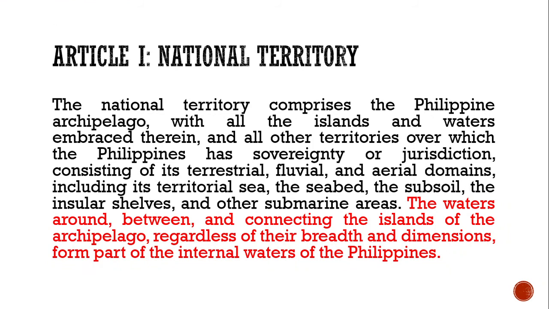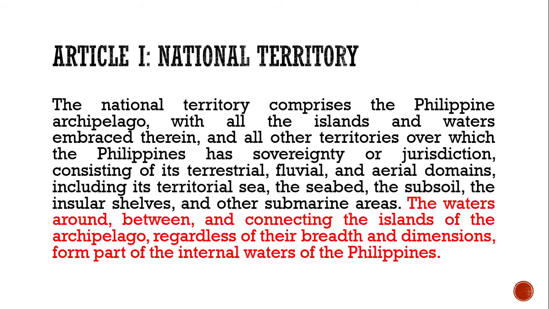Next is that for the follow-up question, we were asked, is it stipulated in the 1987 Constitution? So you have to think, what specific article is it in the 1987 Constitution? So basically, of course, obviously, it's Article 1, National Territory, and it can be found on the second sentence. The waters around, between, and connecting the islands of the archipelago, regardless of their breadth and dimensions, form part of the internal waters of the Philippines. Okay.